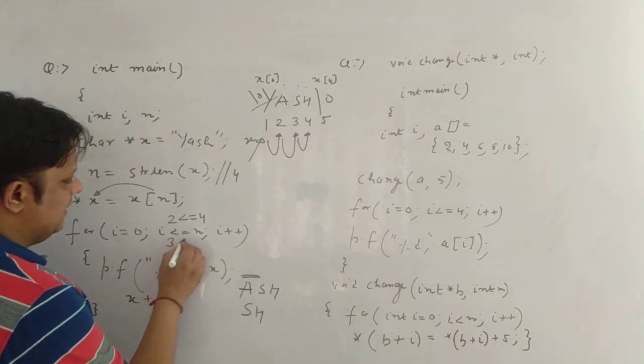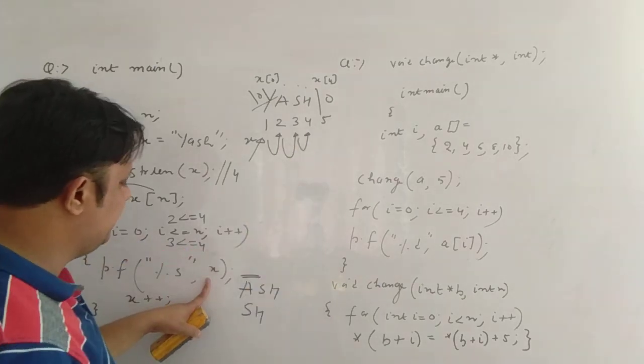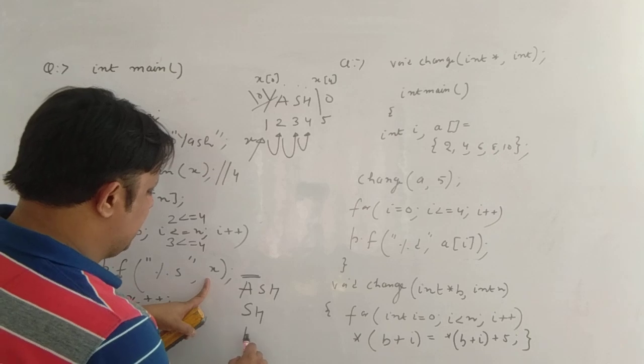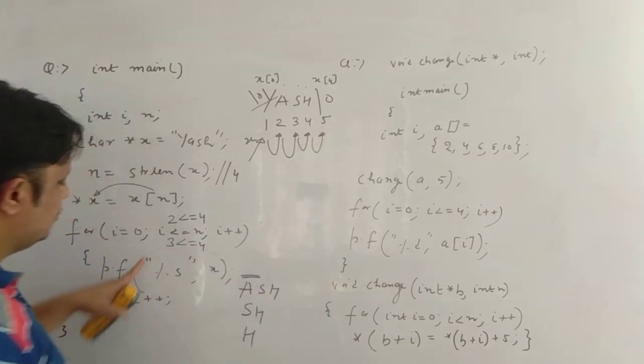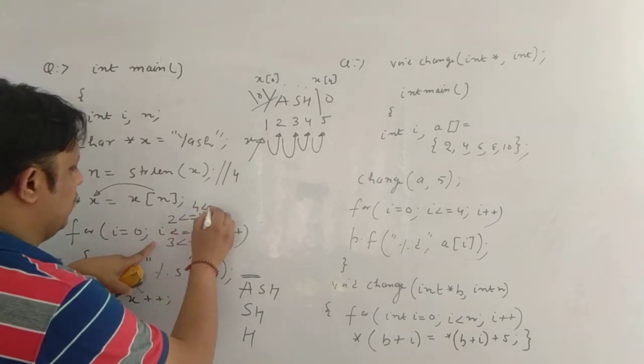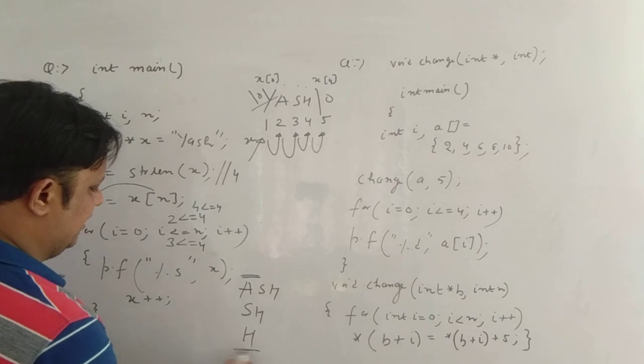Now 3 less than or equal to 4, your condition is true. Again you are printing x, x is pointing at 4. So what will it do this time? It will print h, and pointer moves to null. So 4 less than or equal to 4, your condition is true. So again it will print x, means a null statement.